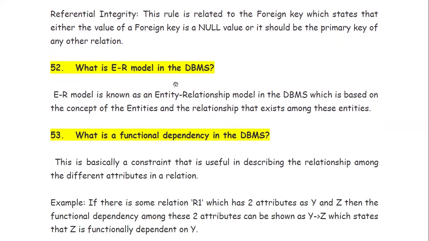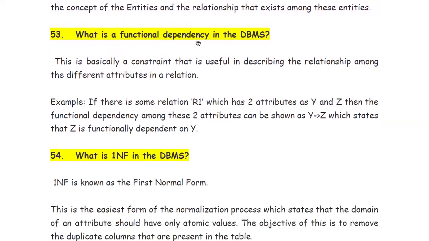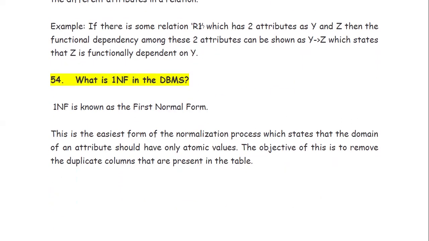Then what is ER model? ER model in DBMS is the entity relationship model that is based on the concept of entities and the relationships that exist among those different entities. Then what is a functional dependency in DBMS? This is basically a constraint that is useful in describing the relationship among the different attributes in a relation. Say there is some relation R1 which has two attributes Y and Z. Then functional dependency among these two attributes Y and Z can be shown as Y implies Z. This is functionally Y implying Z. That states that Z is actually derived from Y, or you can say Z is functionally dependent on Y.